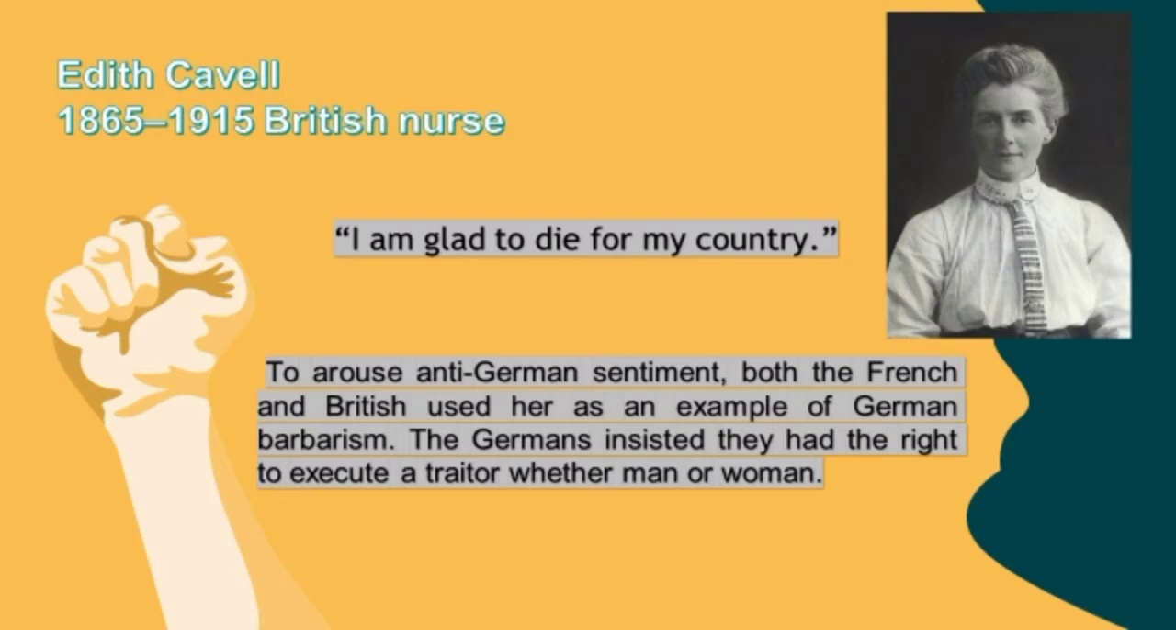So the German military authorities were outraged with the actions of Edith Cavell. They ordered Edith Cavell to be executed by firing squad. Before her execution, Edith Cavell said, "I am glad to die for my country." Then, the French and British military authorities wanted Edith Cavell to be an example of German barbarism. The Germans insisted they had the right to execute any traitor, whether man or woman.